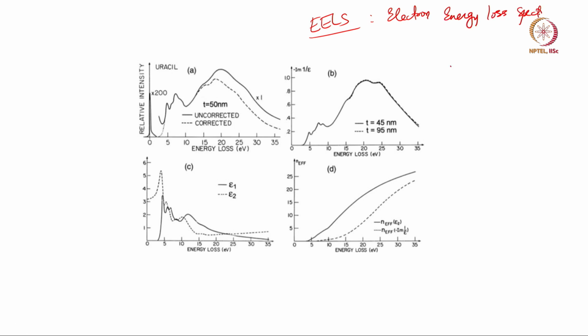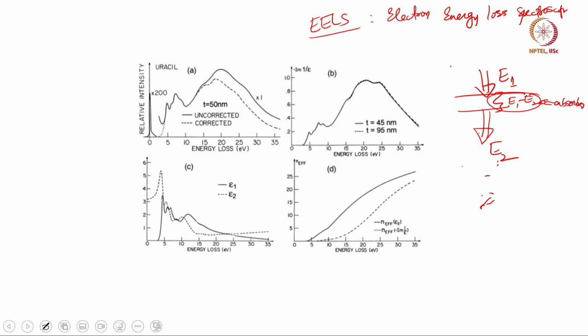This is also an absorption spectroscopy based technique where I shine electrons at an energy E1 and then I detect electrons at energy E2. So now E1 minus E2 is something which is absorbed by the material.